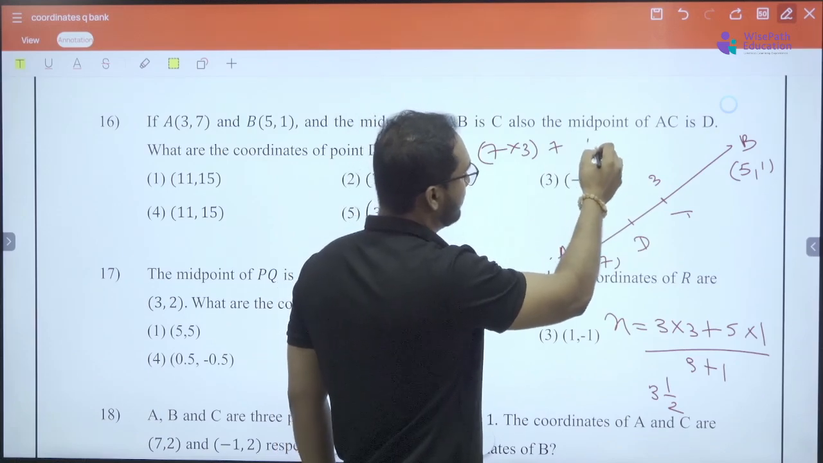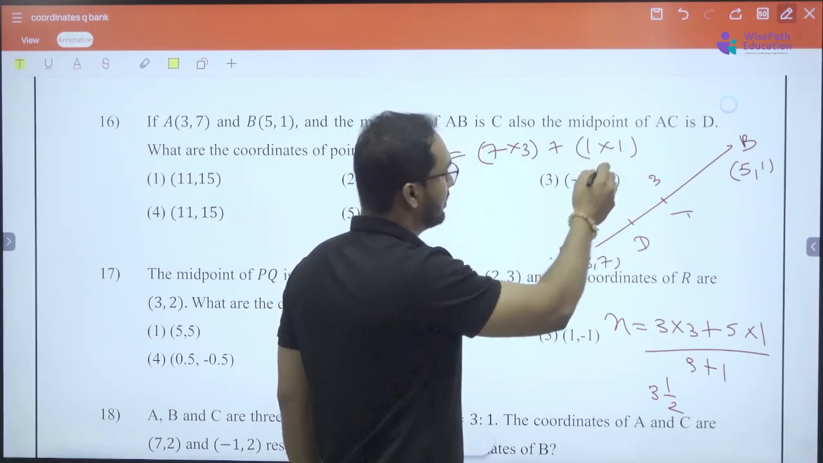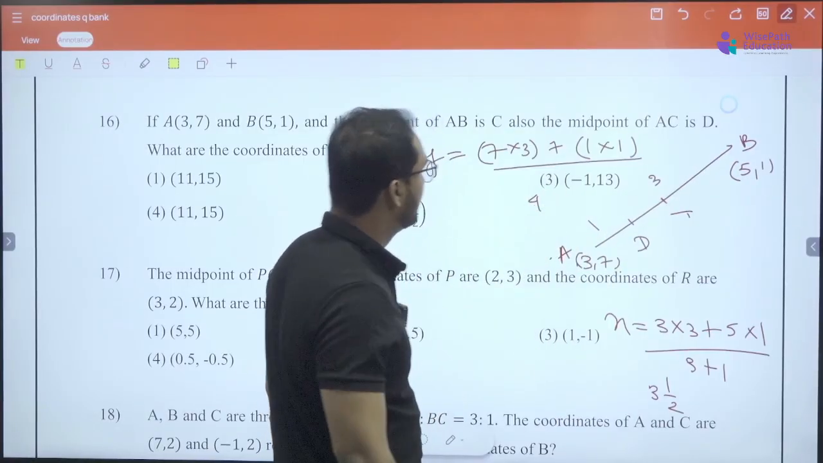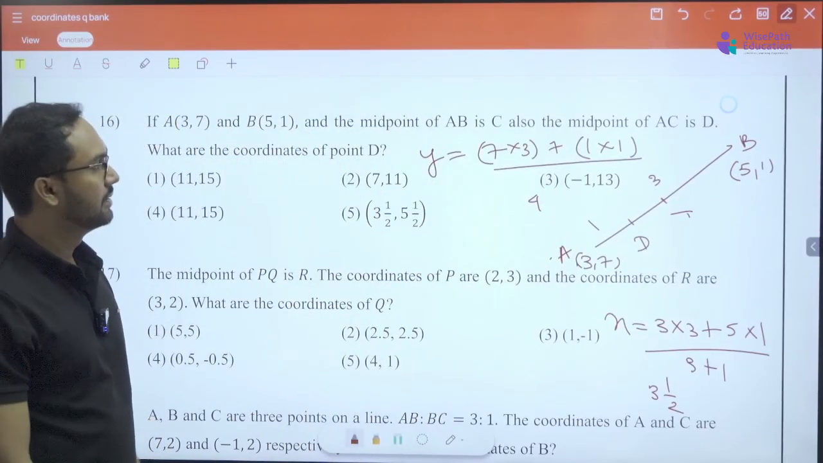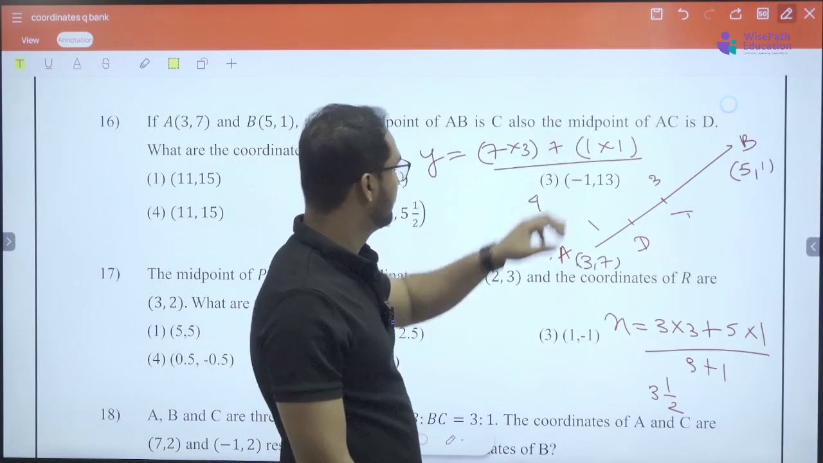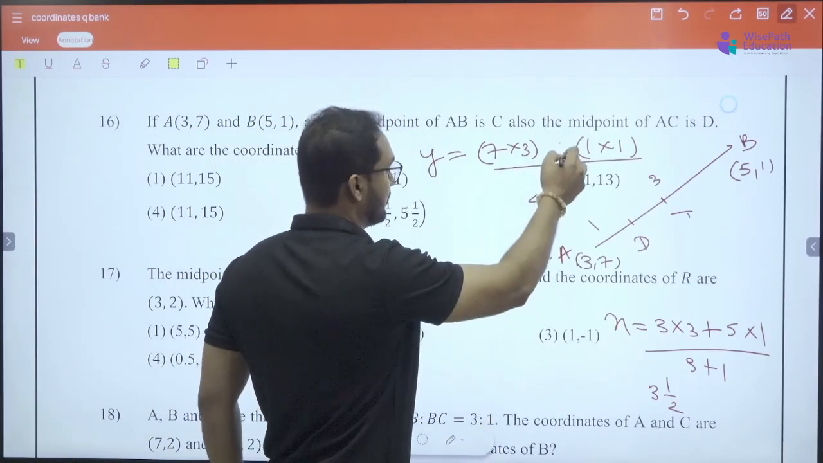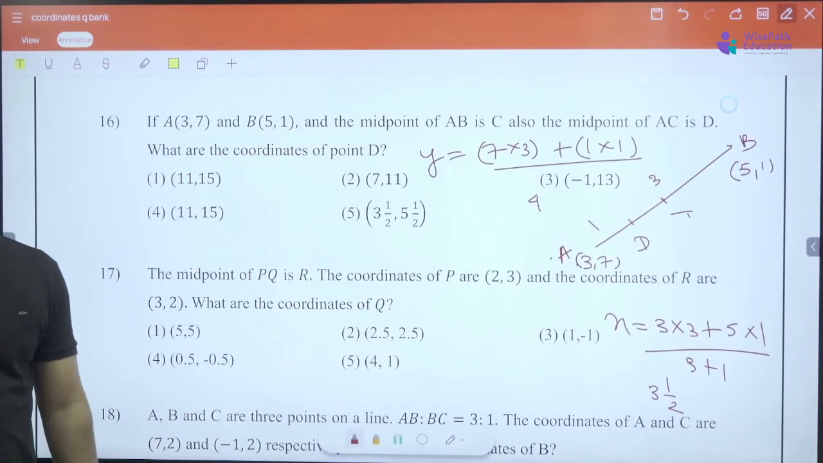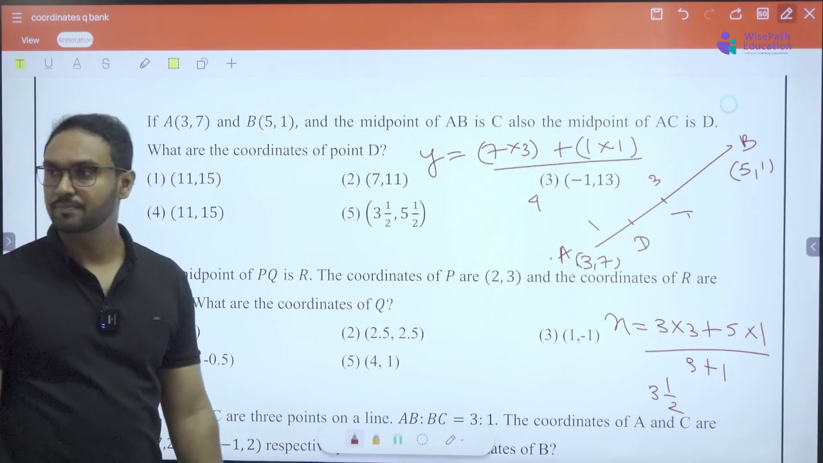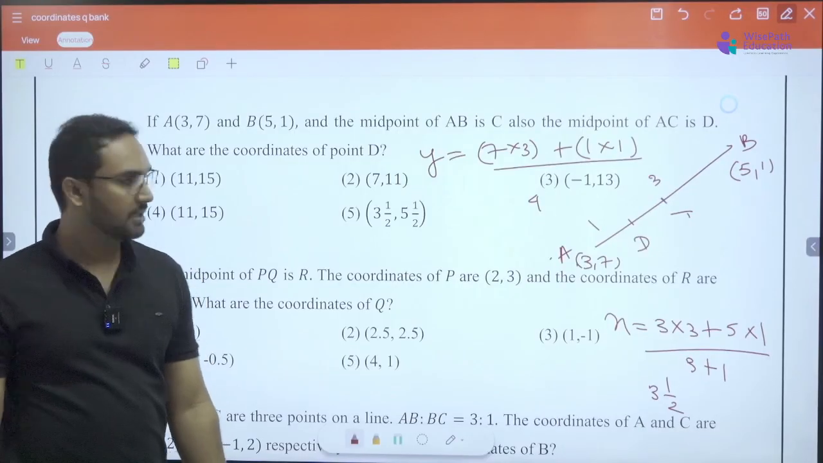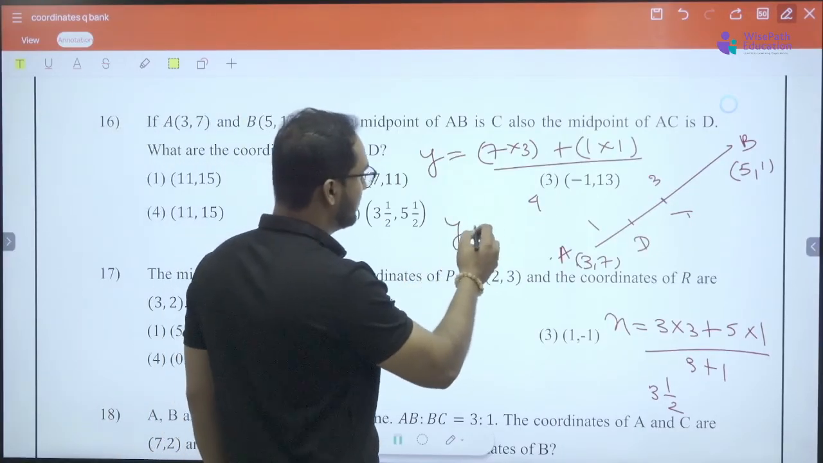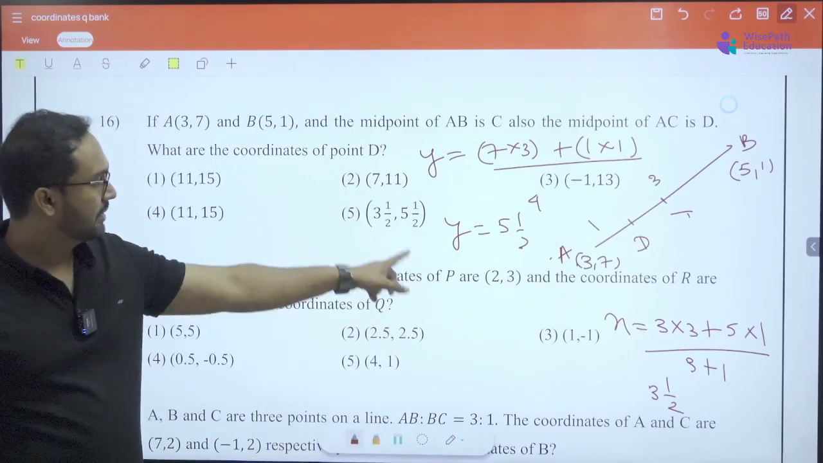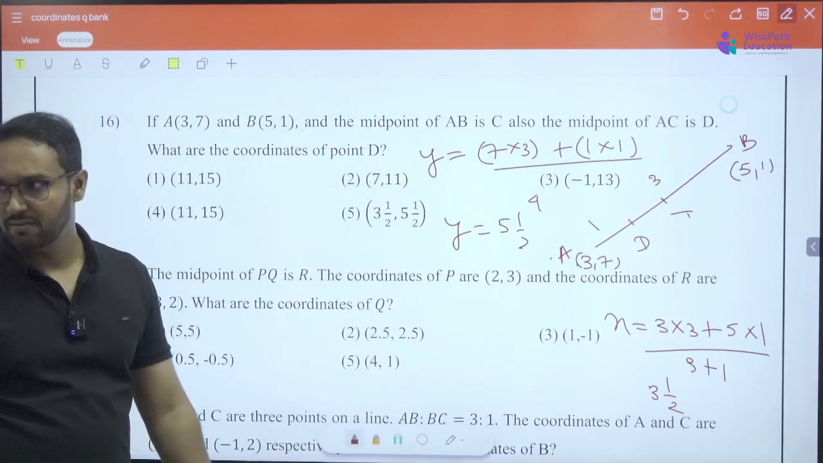Here the plus is 1 into 1. Divide by the addition of the ratio, that is 4. So 7 into 3 is 21. 21 plus 1 is 22. 22 divided by 4 is 5.5. That is 11/2. So y equals 11/2.